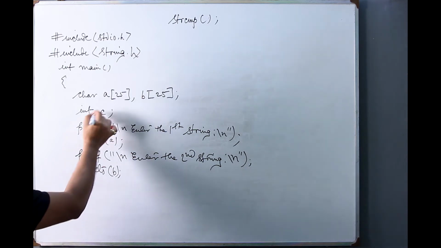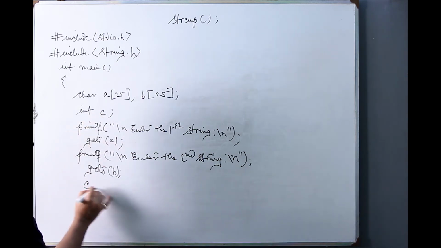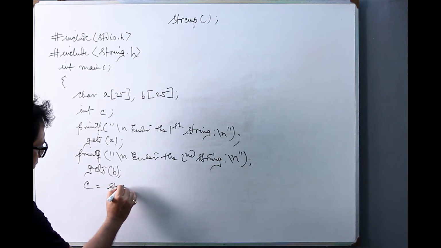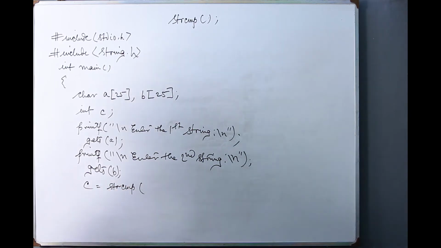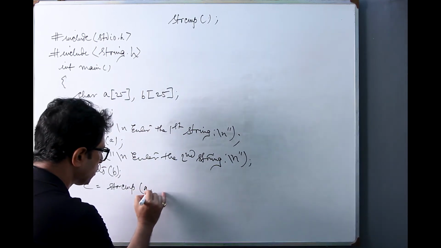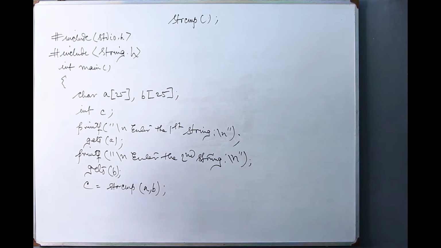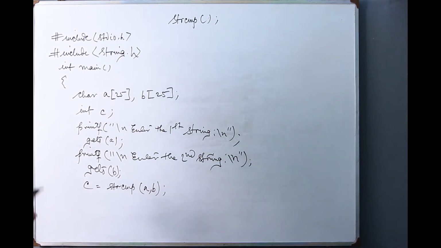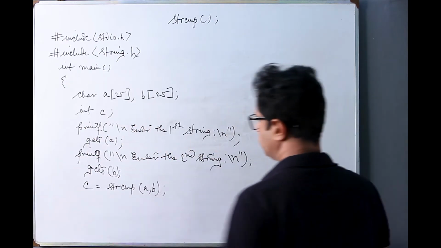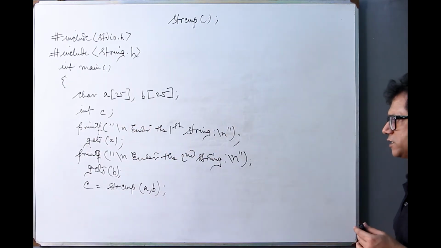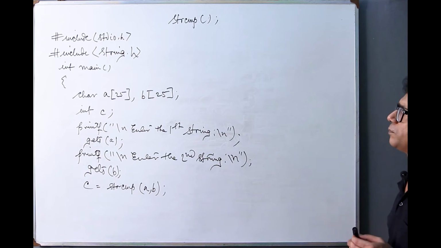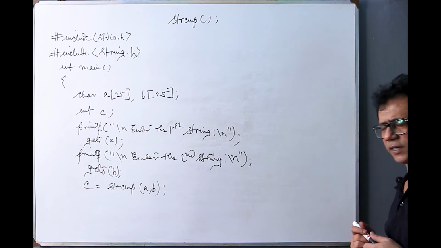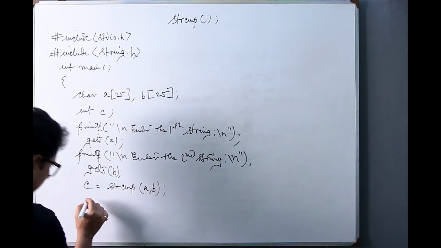Suppose I will write c is the integer variable, c is equal to strcmp(a, b). So these are the two parameters or arguments in this function strcmp. Whatever the function returns will be assigned into this integer variable c, and we will check if c is 0, then we are going to conclude that the strings a and b are both equal to each other, and if we get a non-zero value, we will say that the strings are different. So let's write the remaining portion of the code.